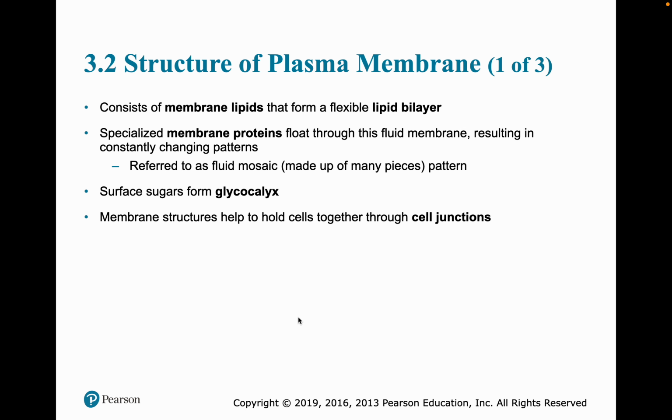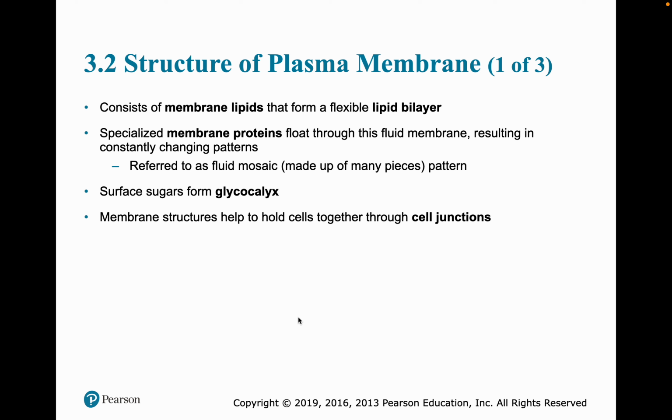Plasma membrane is made of membrane lipids that form the flexible lipid bilayer, which I hope you're familiar with. They are filled with proteins. In biology, we talk about transport proteins, but there are many other types of proteins that are there. They are all floating in that phospholipid bilayer. Remember the fluid mosaic model is used to describe the plasma membrane. They are moving around in patterns. They interact with each other.